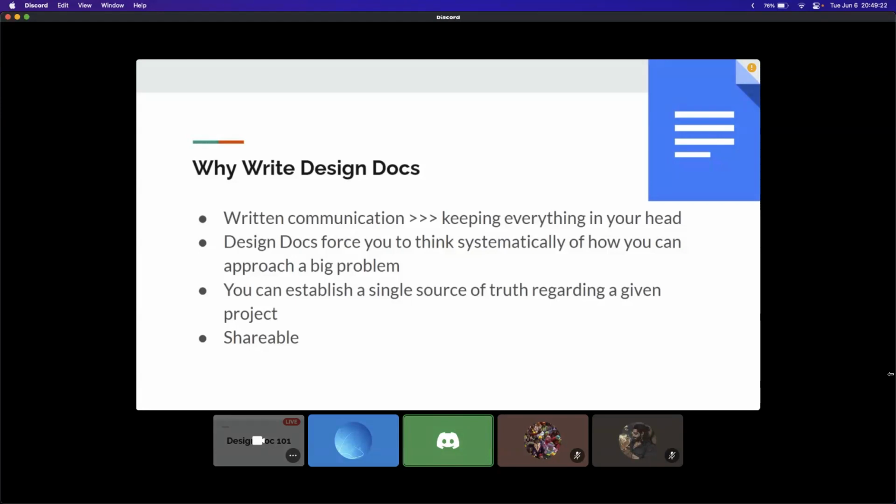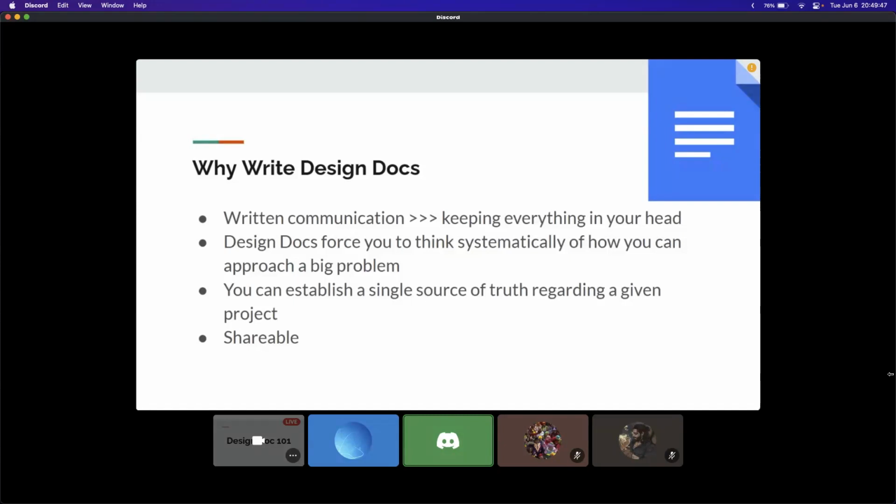And another thing that design docs help you with, as a corollary to the first two bullet points, is you can establish a single source of truth regarding a given project. So if somebody asks you, hey, what is the status of Project X, or how does Project X work? You can literally send them a link to a Google Doc or a Microsoft Word doc containing the design of your project, what the roadmap is, so that everyone is on the same page and people can come back to you and ask more pointed questions about your project.